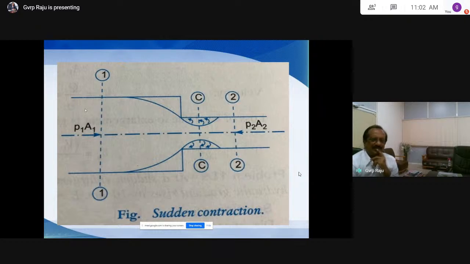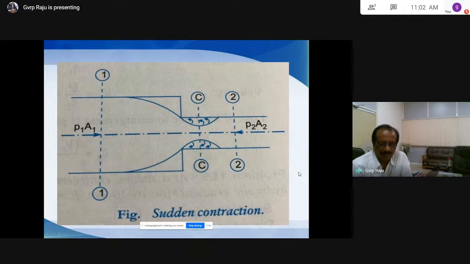And the pressure force here is P1A1. And the pressure force here is P2A2. Then what happens here? Now this is reversed. In the other case it was enlargement; it is now contraction. So this is a pipe having a diameter D1, and if you see here, this is suddenly contracted.